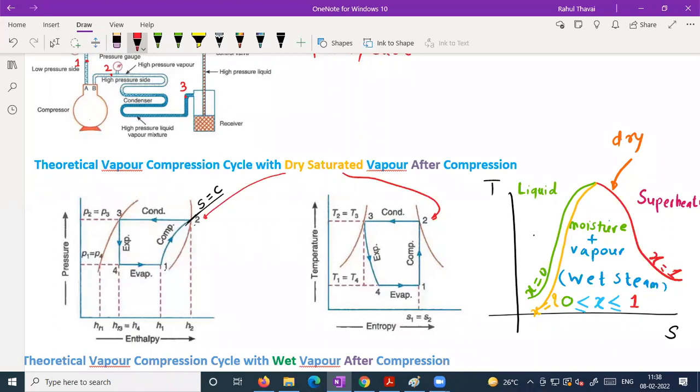So when we pass that vapor to the condenser, that vapor gets condensed to what? At point number three, what are we getting? Can you let me know? At point number three, what do we have?